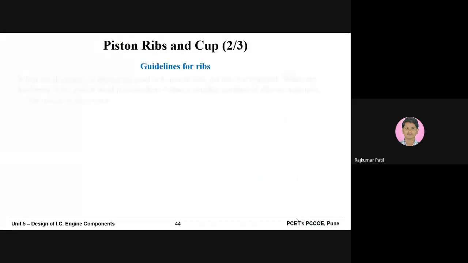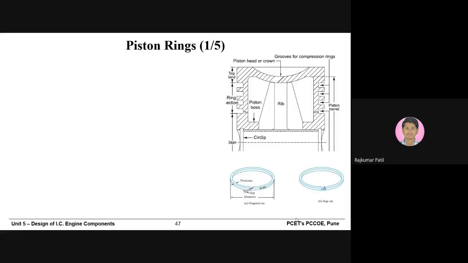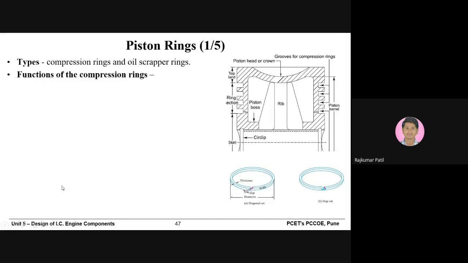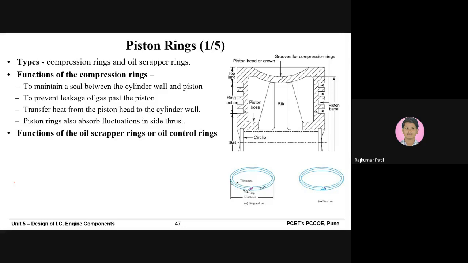So just we see piston rings, two types of piston ring, that is compression ring and oil scraper rings. And we saw the function of compression ring: to maintain the seal between cylinder wall and piston to prevent the leakage of gas past the piston, and transfer heat from the piston head to the cylinder wall. Piston rings also absorb the fluctuation in the side thrust.